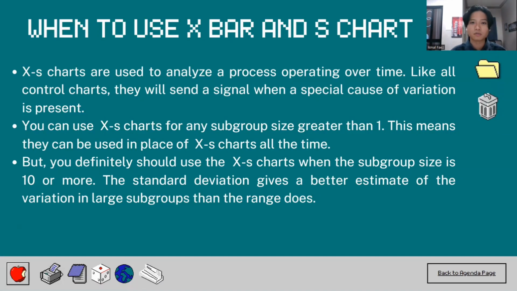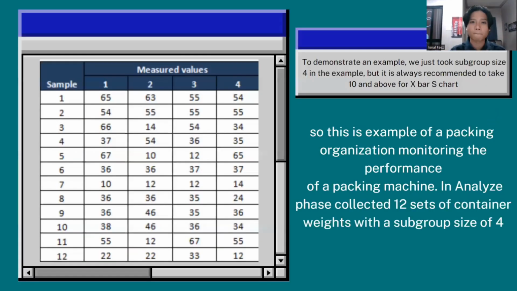But you definitely should use the X bar and S chart when the subgroup size is 10 or more. The standard deviation gives a better estimate of the variation in large subgroups than the range does. So this is an example of a beverage organization monitoring the performance of a vending machine. In the analyze phase, they collected 12 sets of container weights with a subgroup size. To demonstrate an example, we just took subgroup size 4, but it is always recommended to use 10 and above for the X bar and S chart.